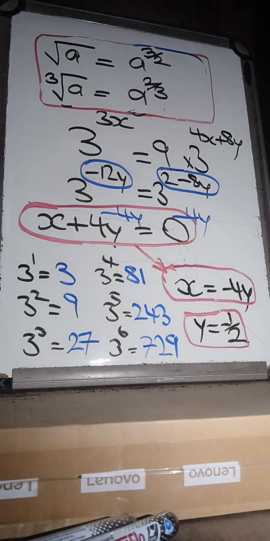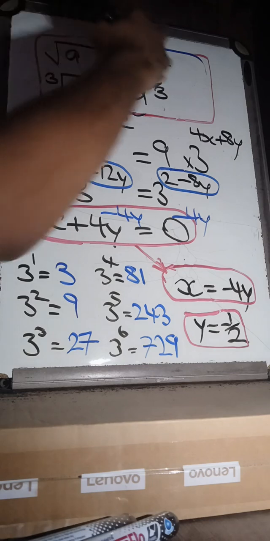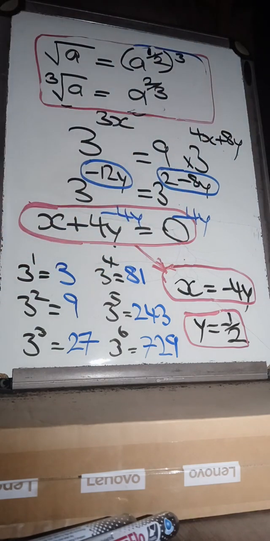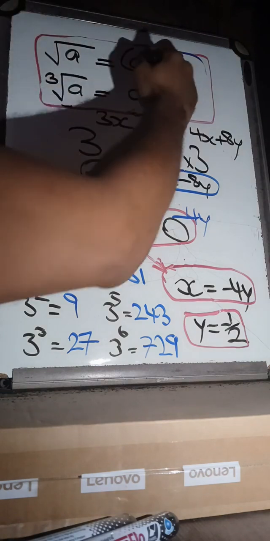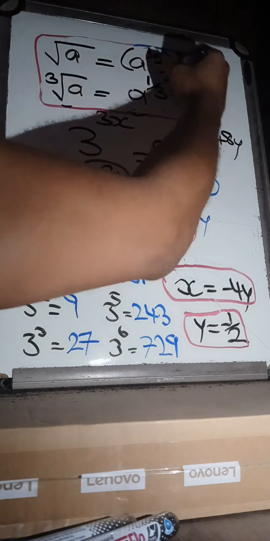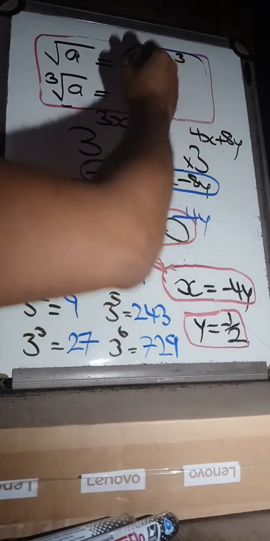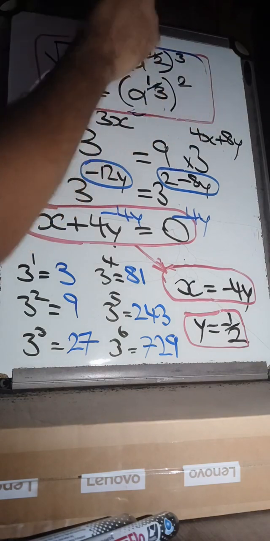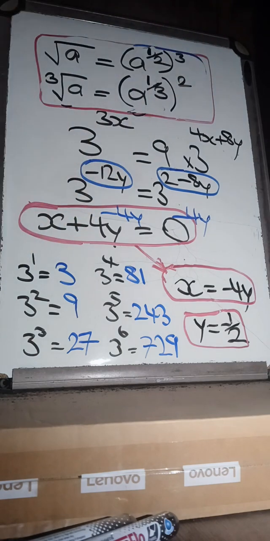Well, imagine it like this. What you had before was 1 over 2. If you were to separate that, the a raised to the 1 over 2 has a 3 on the outside, and the a raised to the 1 over 3 has a 2 on the outside. So what that basically means is, the first thing you do, cube root it, then square it. Or, first thing you do, square root it, then cube it.